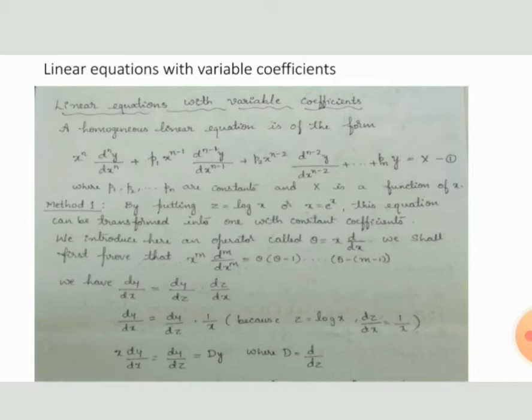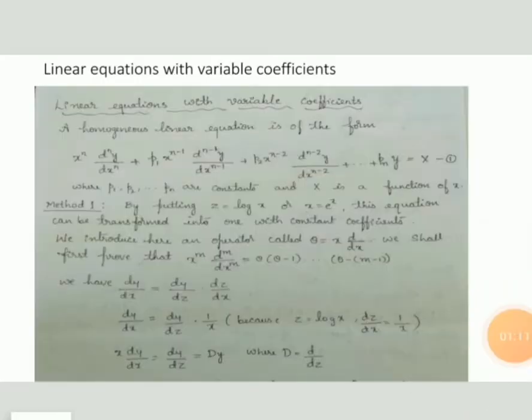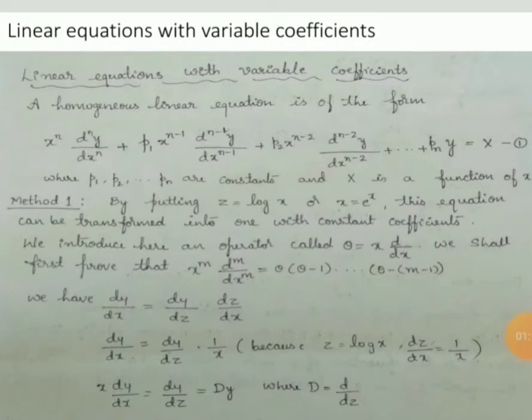Now, to find the solution for linear equations with variable coefficients, there are two methods. First we shall see method 1, and we will use method 1 throughout this unit. Method 1 is by putting z = log x, or x = e^z. So z = log x, then x may be written as e^z.